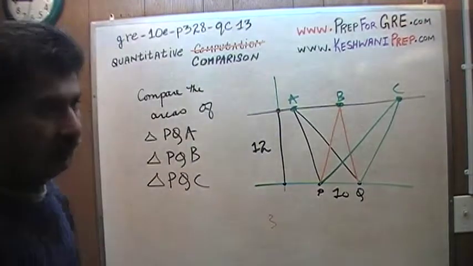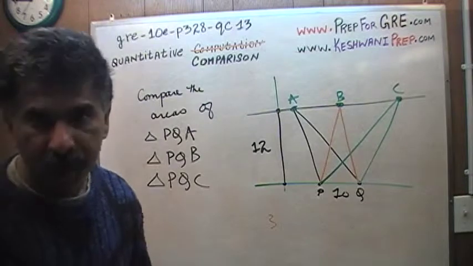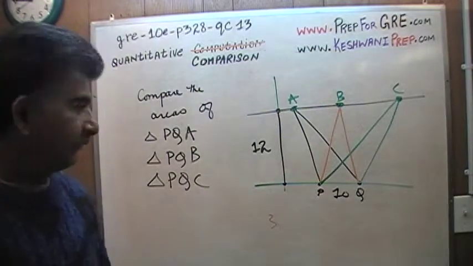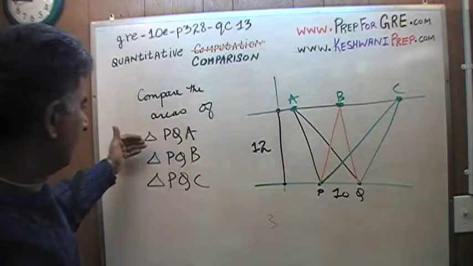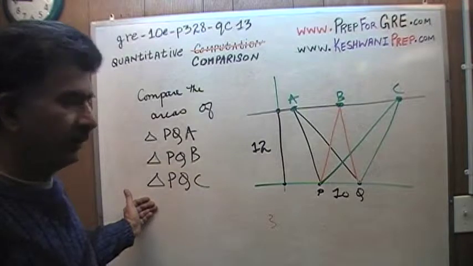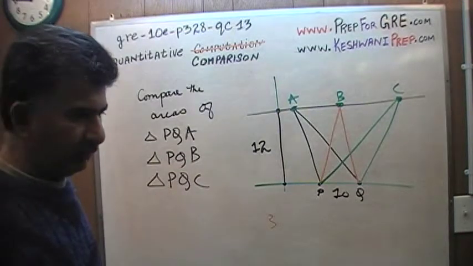I'm going to let you pause and look at it for 5 seconds. Pause it. I want you to look at it. And once you have the answer as to how they compare, which of the 3 triangles has the highest area, which has the lowest area, and which one is the middle one, we'll continue the work, okay?